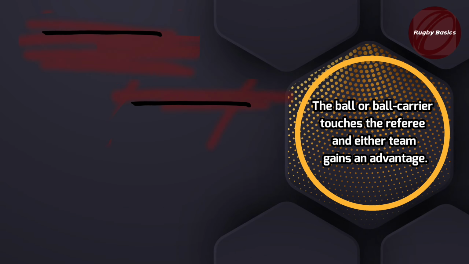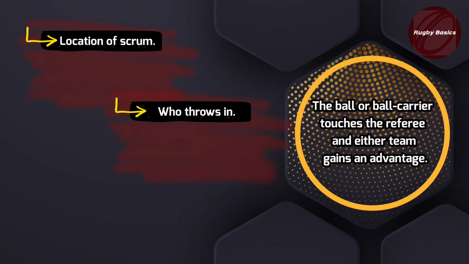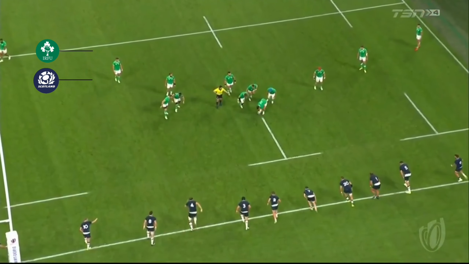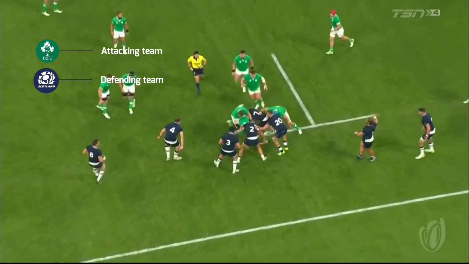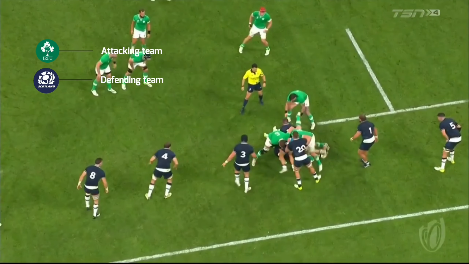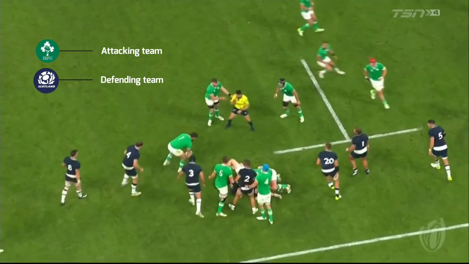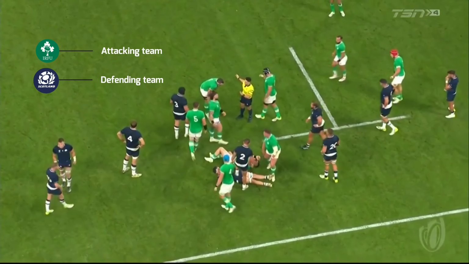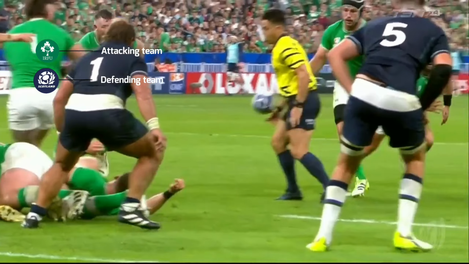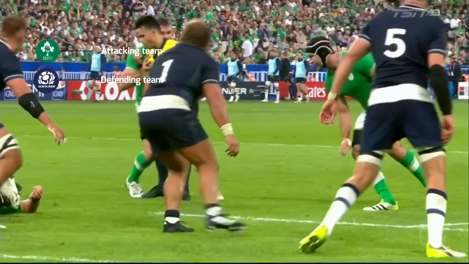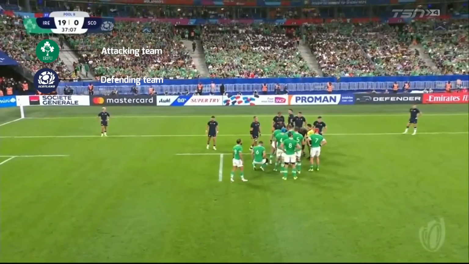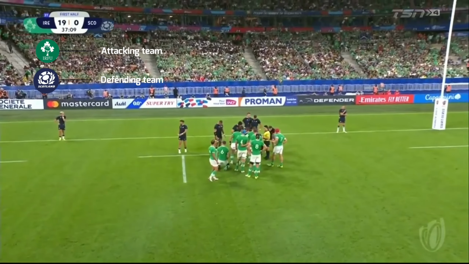A scrum can also be awarded to the attacking side, the team who has the ball in hand, when the ball touches the referee. So if you pass the ball against the referee or kick it against the referee and an advantage was gained, then the ref can stop the game and award a scrum to your team, so the team who had the ball before it touched the ref.